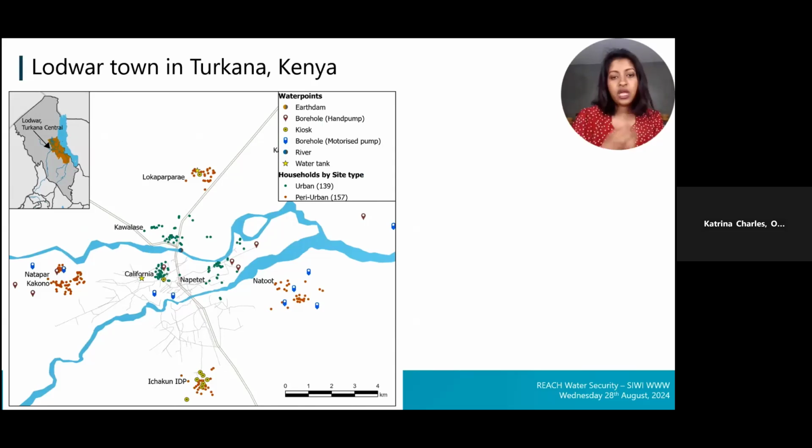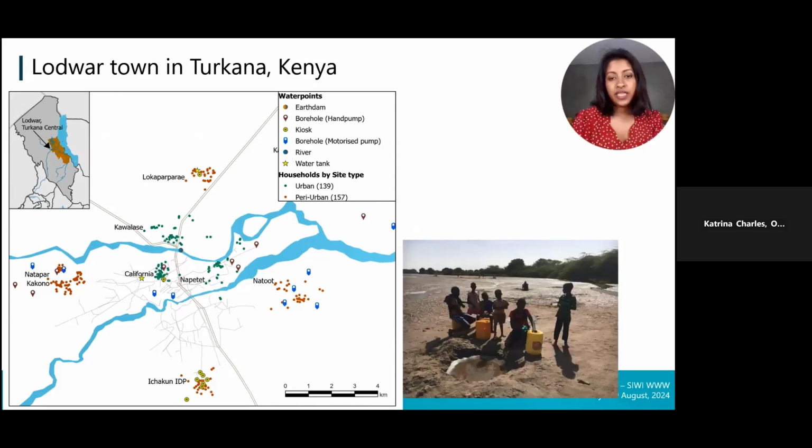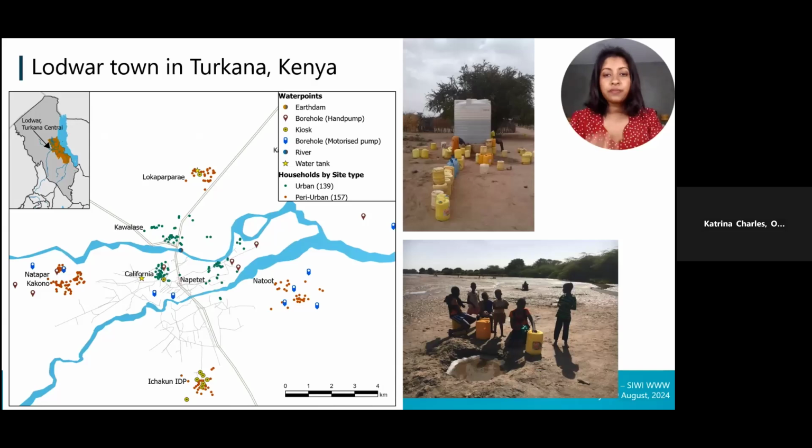Kawalase River is a seasonal river, and here we can see children scooping out water from the dry river beds. Households reported that after the first rains, the river water is likely to be contaminated with fecal waste because of the open defecation practiced in this area. As we move further north towards Lokaparpare, households are now farther away from the river, and they often have to depend on these private tanks where water is more costly.